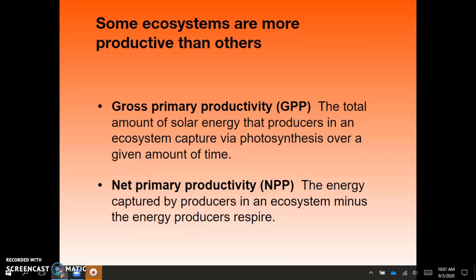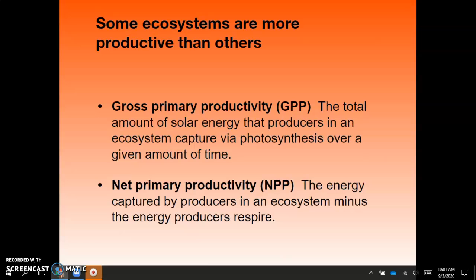So some ecosystems are more productive than others. When we talk about production, we're talking about photosynthesis. So the gross primary productivity, or GPP, is the total amount of solar energy that producers in an ecosystem capture via photosynthesis over a given amount of time. So basically, GPP is all the photosynthesis that's taking place in an ecosystem.